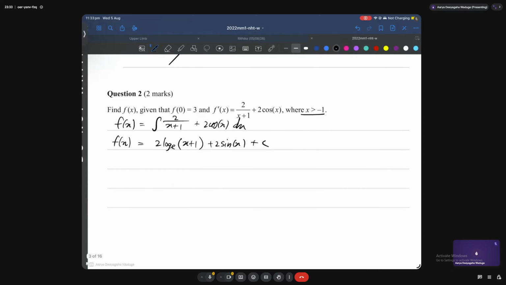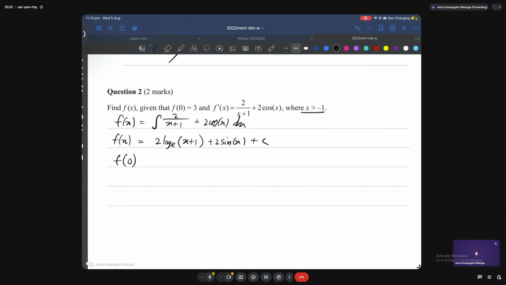Okay, so we've got to figure out what that constant is. We know that f of 0 is equal to 3. Therefore, log e of 1 is going to be 0, and 2 sine x is equal to 0 as well, so c is equal to 3. So we know what f of x is directly. It's just going to be 2 log e of x plus 1, plus 2 sine x, plus 3. Nice.